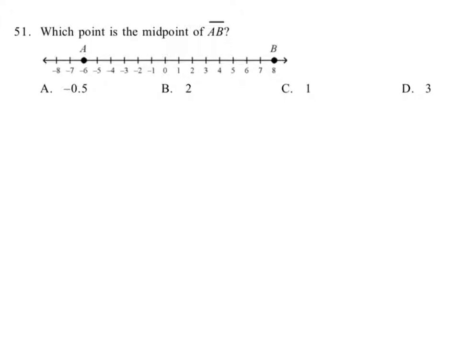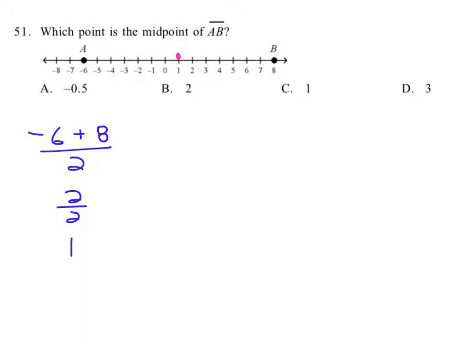Which point is the midpoint of AB? Well, let's use the midpoint formula to find it. For the midpoint formula, you average the two endpoints. You say -6 plus 8 divided by 2. -6 is this point, 8 is here, and if we add them together and divide by 2, we will find the coordinate of the midpoint. So -6 plus 8 is 2, over 2. 2 over 2 is 1. So the midpoint of AB is at 1.